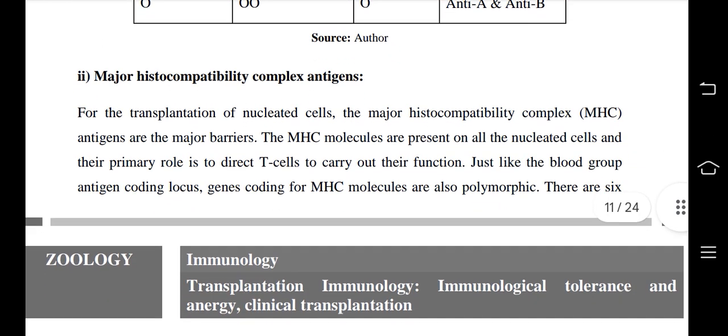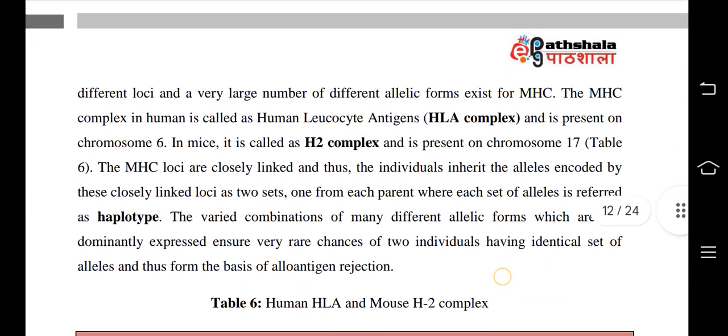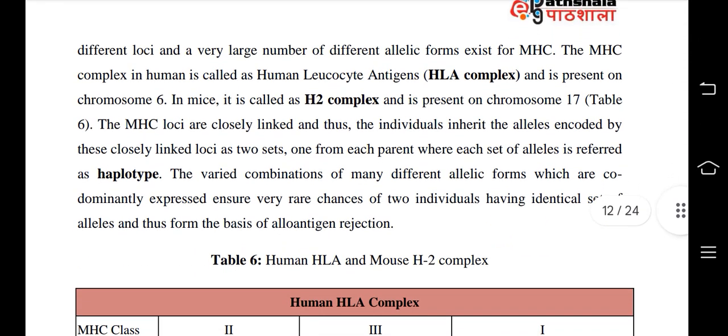So, major histocompatibility complex antigens. For the transplantation of nucleated cells, the major histocompatibility complex antigens are the major barriers. The MHC molecules are present on all the nucleated cells, and their primary role is to direct T cells to carry out their function. Just like the blood group antigen coding locus, genes coding for MHC molecules are also polymorphic. There are 6 main loci and a very large number of different allelic forms exist for MHC. The MHC complex in humans is called the human leukocyte antigen, HLA, complex and is present on chromosome 6.